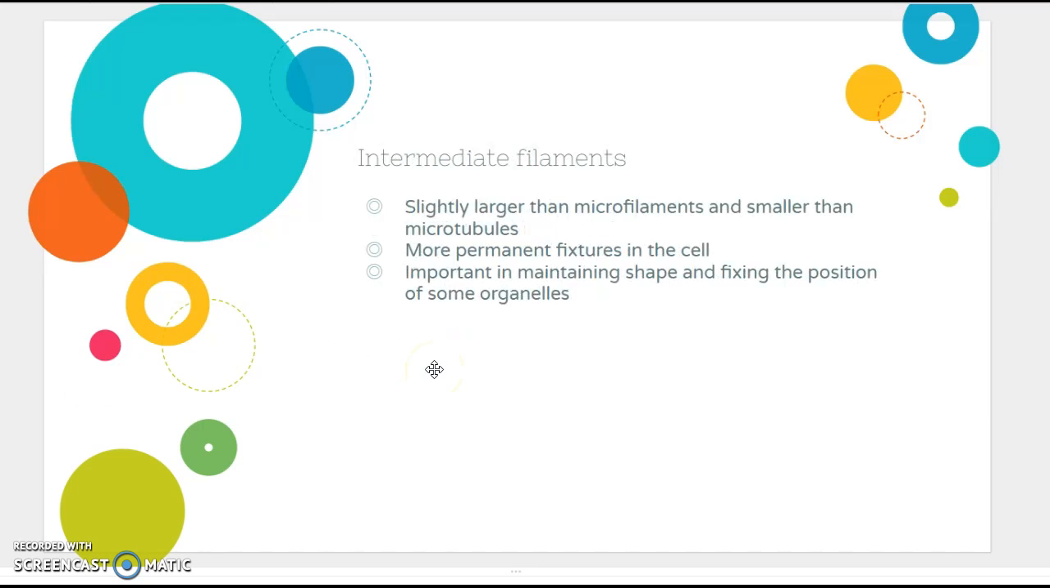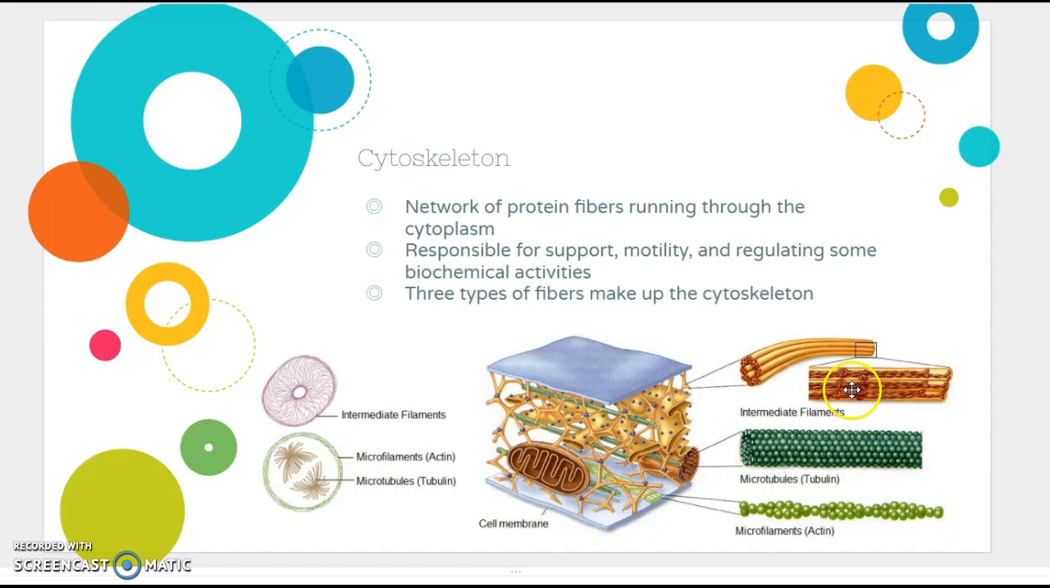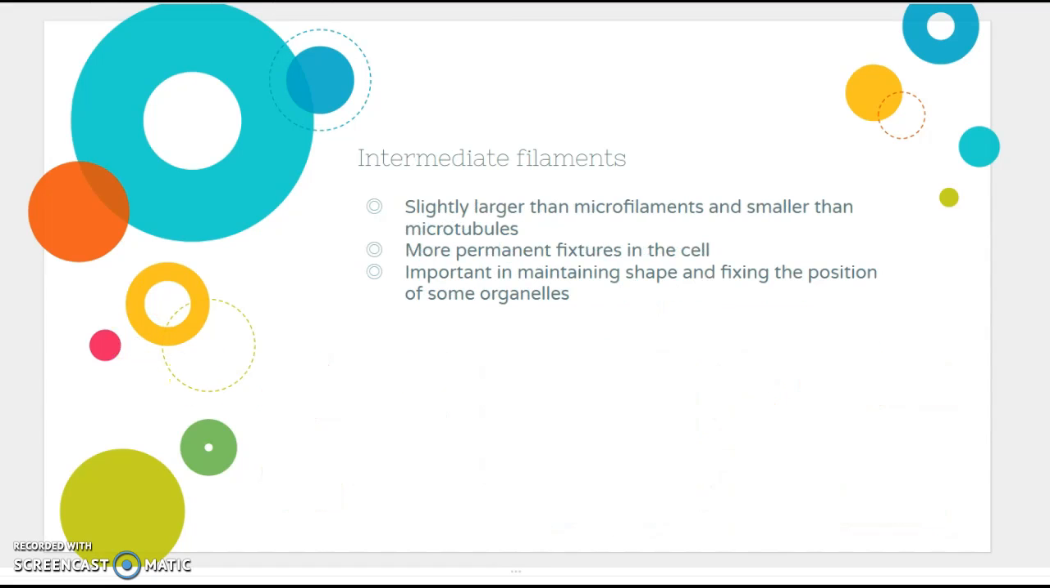And our last one we're going to talk about is the intermediate filament. That is this one right here. And it's slightly larger than microfilaments, but smaller than microtubules. So it's somewhere in the middle, and it's more permanent. It works to maintain the shape of the cell and fixing the position of some organelles.